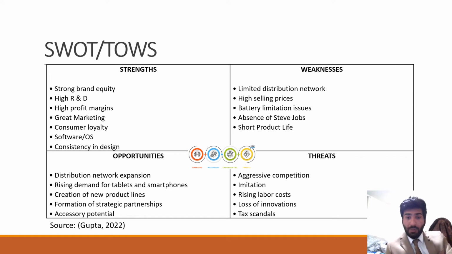Now, if we talk about the future opportunities: distribution network expansion, rising demand for tablets and smartphones, creation of new product lines, formation of strategic partnerships, accessory potential. These are necessary opportunities for Apple. For example, while Apple is working on its technology, it's also reducing the packaging price and reducing the accessories supplied with its products. So Apple needs to work on these opportunities as well.